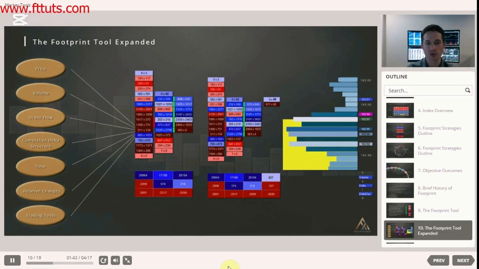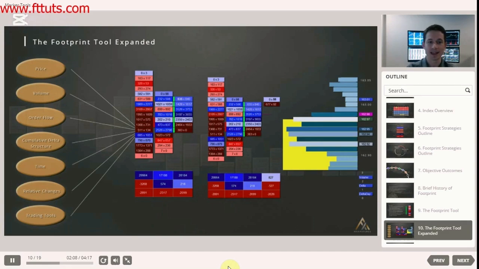Now, these two numbers simply represent the interaction at the price. On the left side of the box, we can see what the sellers have sold at that price. On the right side, we can see what the buyers have bought at that price. The X in the middle simply differentiates between the two. Now, the net difference between what is on the left and the right is what we call the delta.